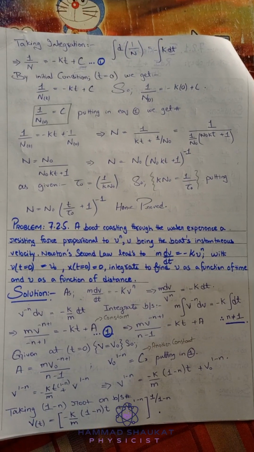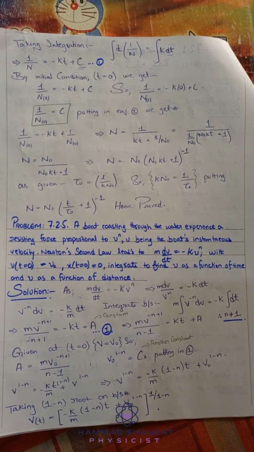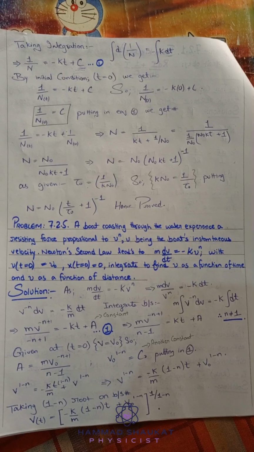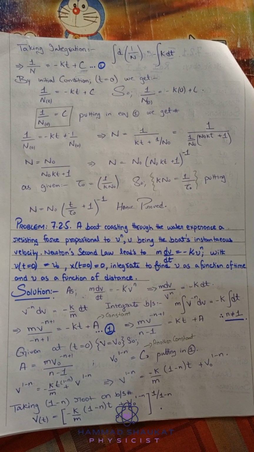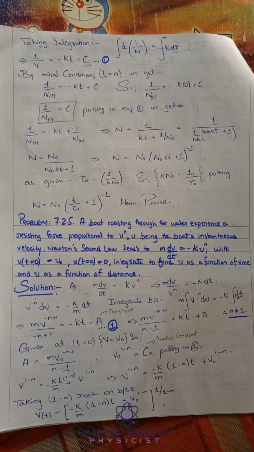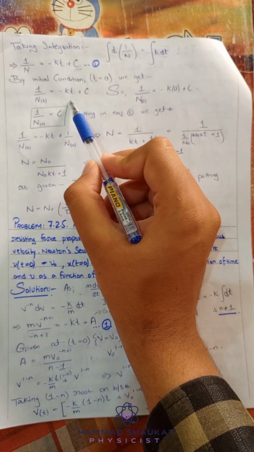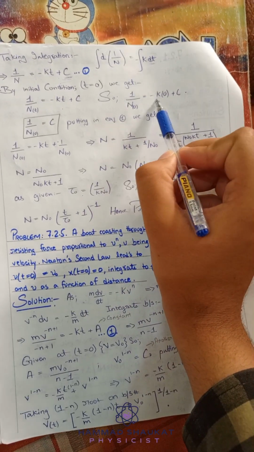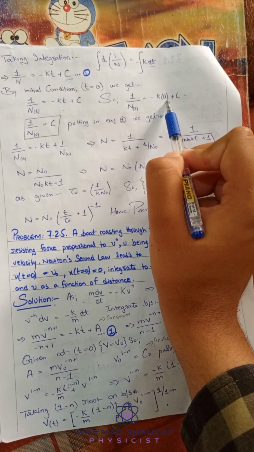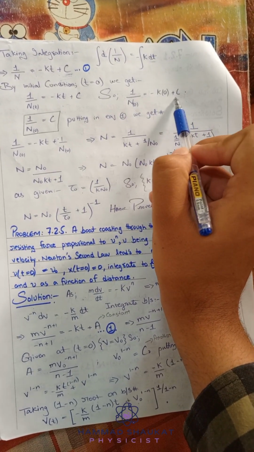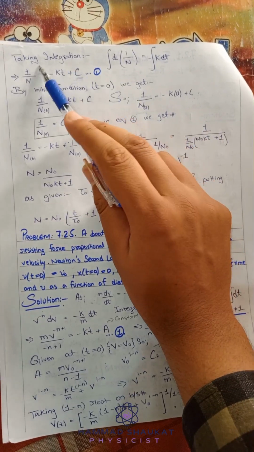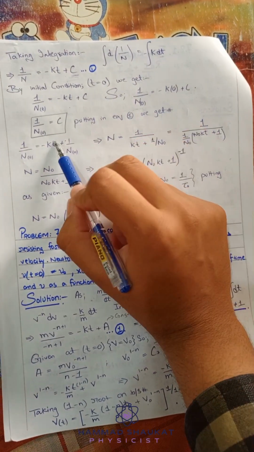After this, you have to use the conditions which are given. The first condition given is at t equals 0. So this is your main function. Now you have to put t equals 0. After putting t equals 0, k multiplied by 0 equals 0, and 1 by n naught becomes equal to c. So here 1 by n naught equals c.